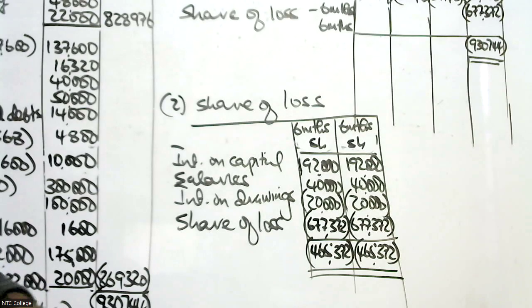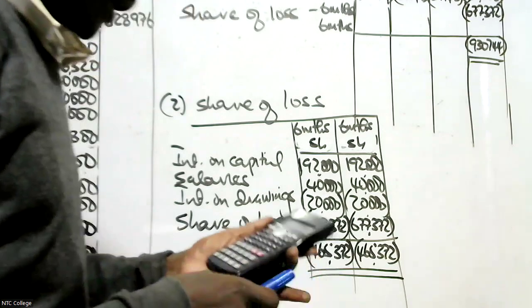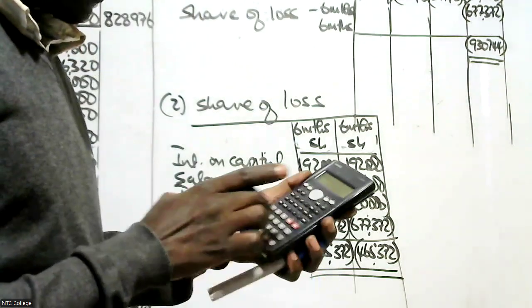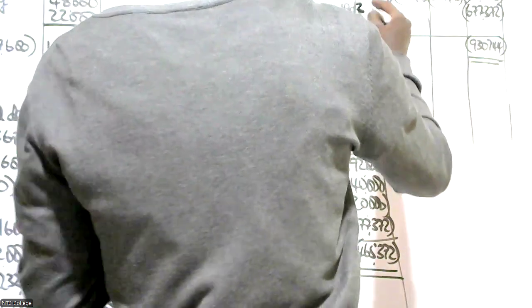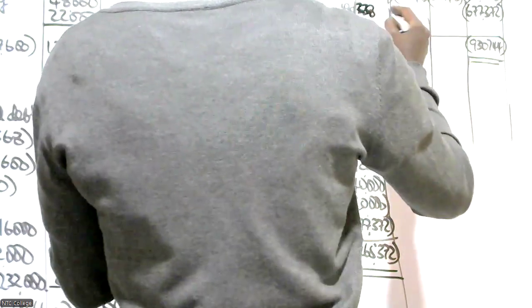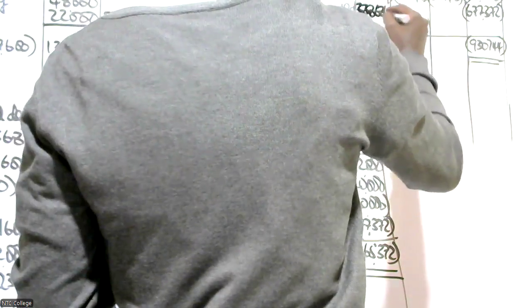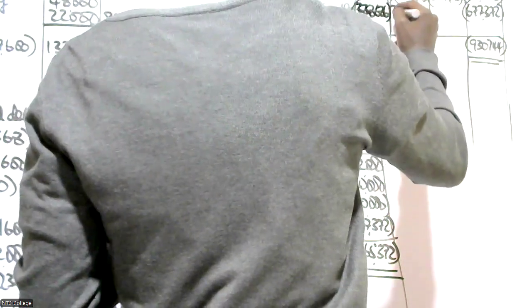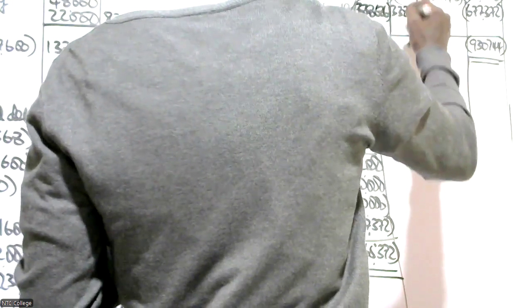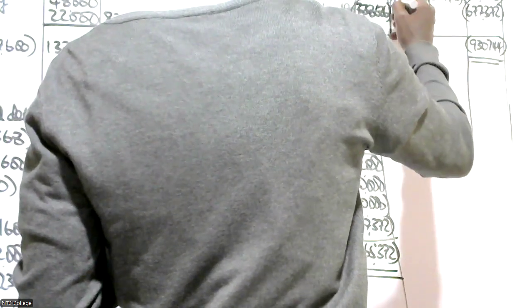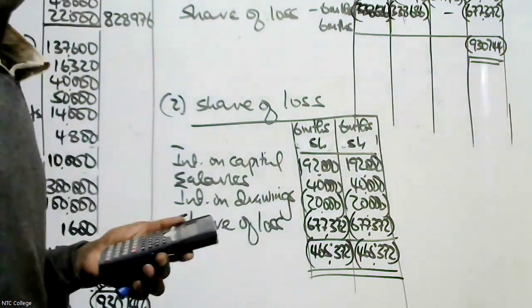So we share that equally because of the first two partners. I divide by 2. It will be 338,686 negative, 338,686 negative, and dash. Then another 677,372 negative.